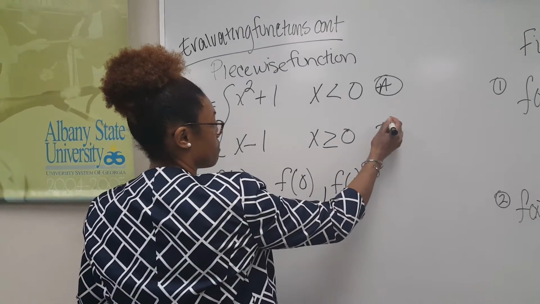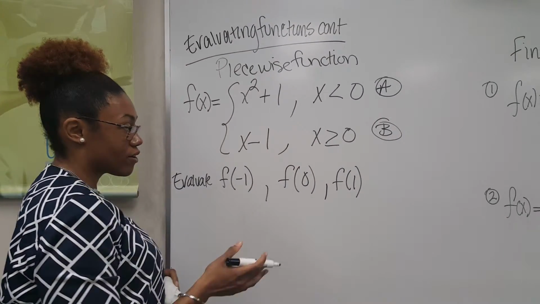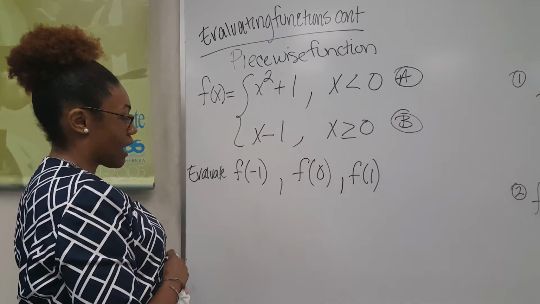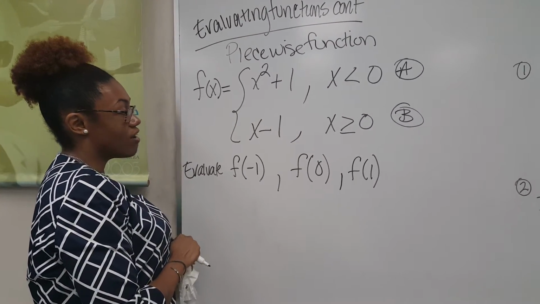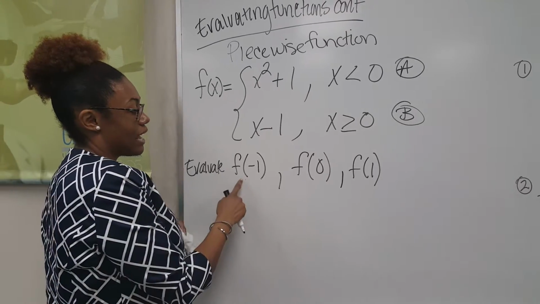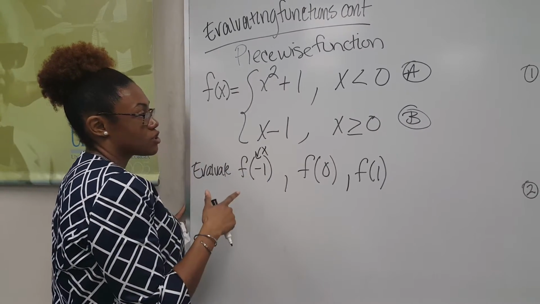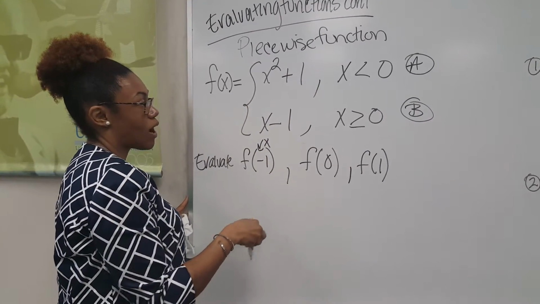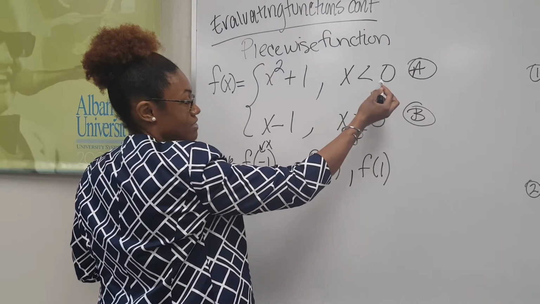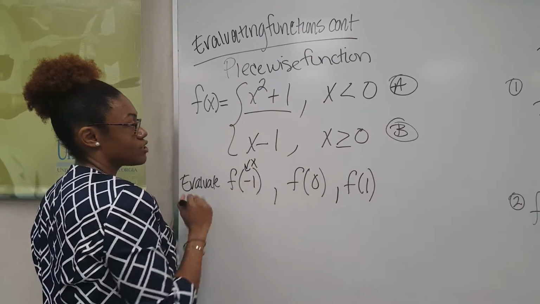And I'm going to call this one B: x minus 1, when the number is greater than or equal to 0, okay? So if I say, for instance, evaluate and find f of negative 1. Well, negative 1 is my x value, right? So which directions would I follow in order to use my piecewise function? Well, I would use directions A because negative 1 is less than 0. So I use this equation to plug in.